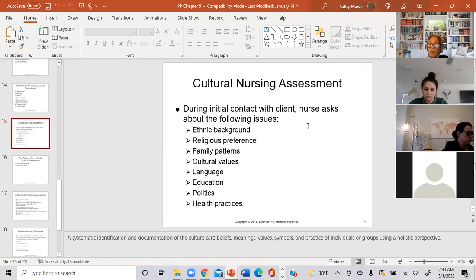So as we're doing our nursing assessment from a cultural standpoint, here are some of the topics or issues you might want to talk about with the client as part of your assessment. That's on slide 15. Gathering information about all of these will help identify what the issues are and what the plan of care should be.